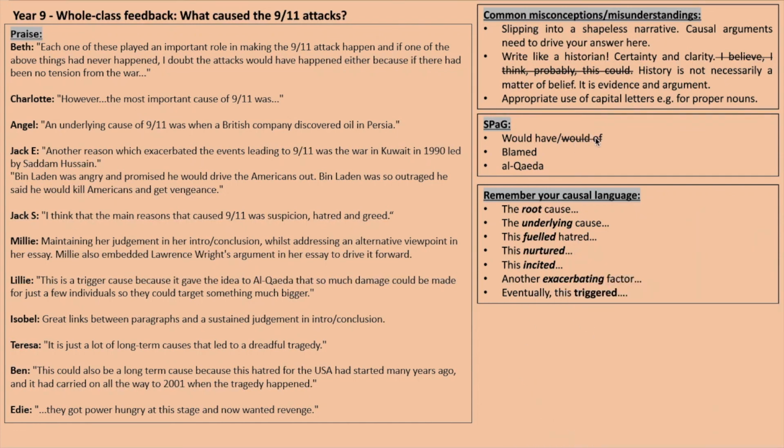What I'd like you to do is go back through your essays and see if you can make sure that you have driven your answer with the causal argument. You haven't slipped into clumsy, casual writing, you're writing with certainty. If you've used the phrase "I believe" or "I think", just cross that out with your green pen neatly and make sure you are writing with certainty, and then check your capital letters and your spelling.